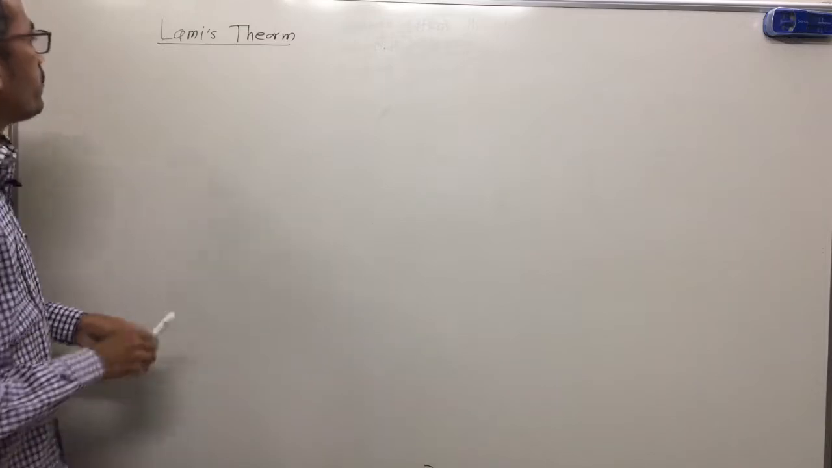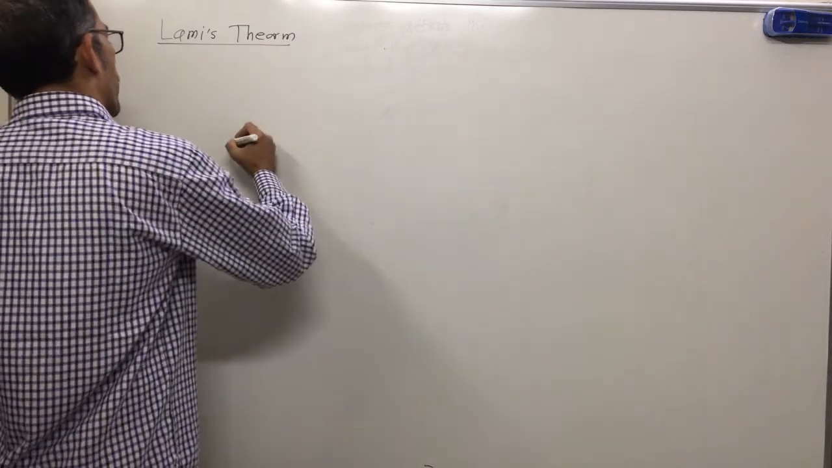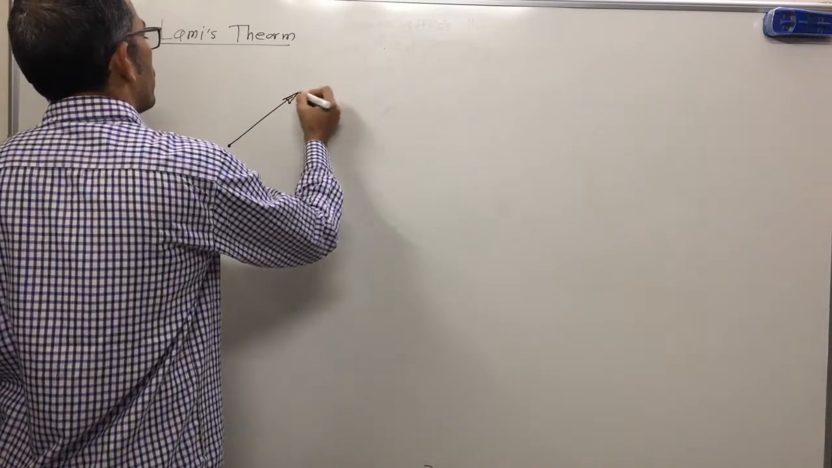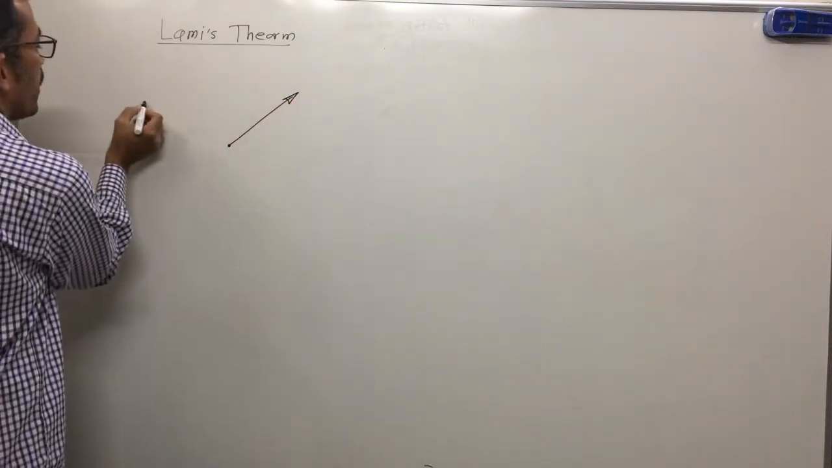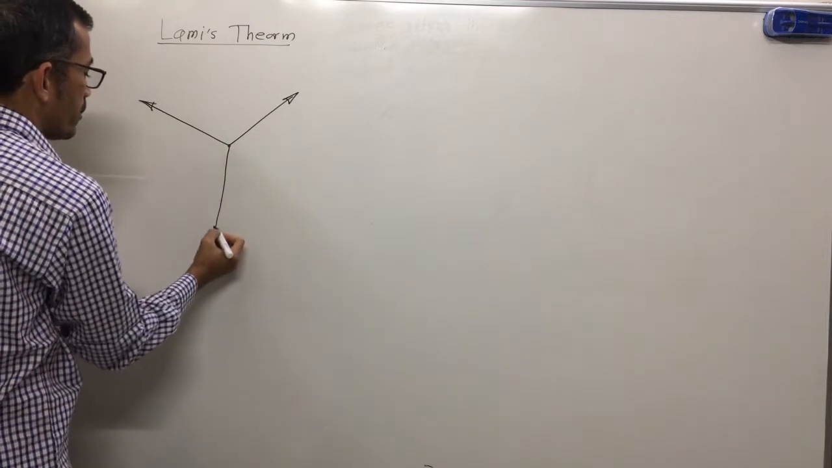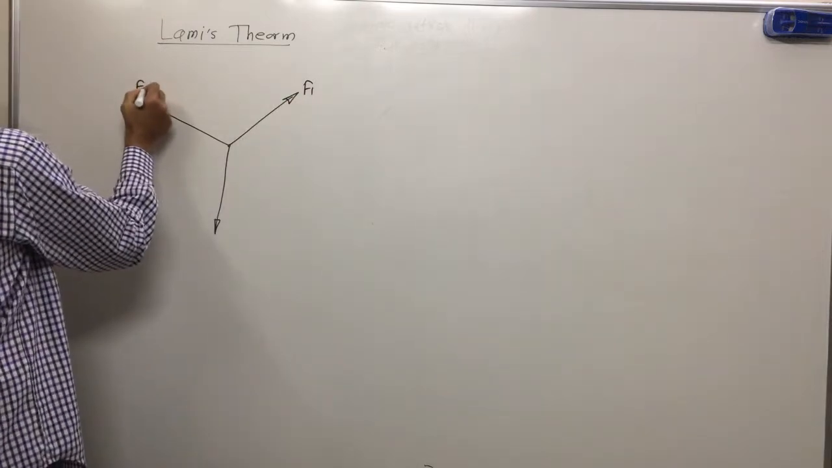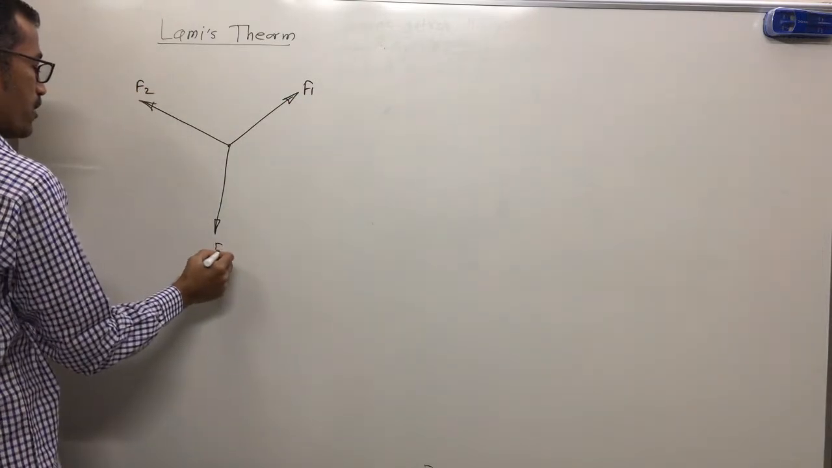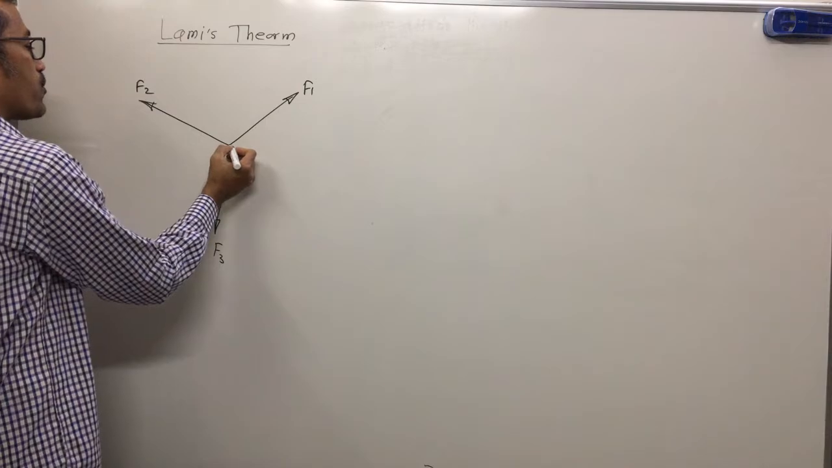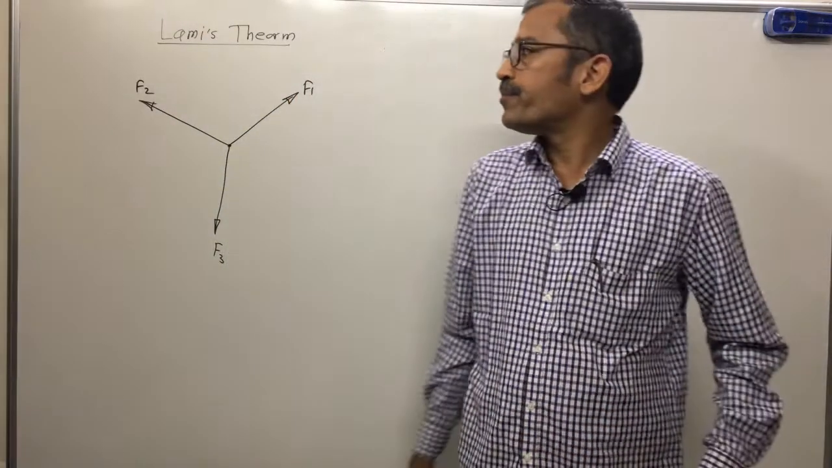In Lami's theorem, I will first represent some forces. Say this is one body, one point, one force acting like this, one force acting in this direction, and a third force something like this. Say this is F1, this force is F2, and this force is F3. All forces are acting at one point. This is basically a concurrent force system.